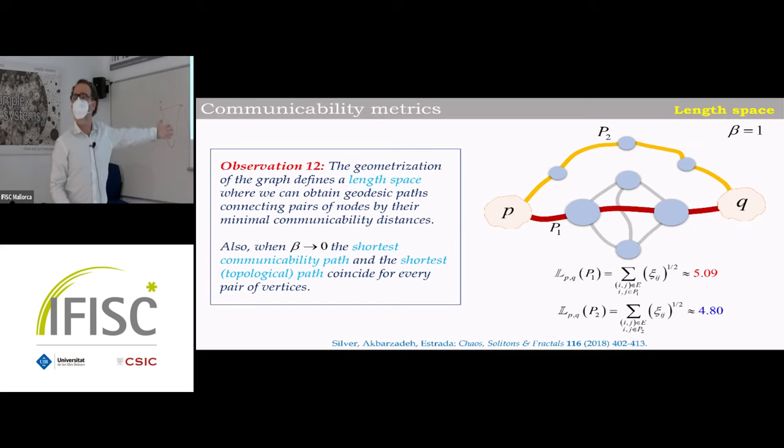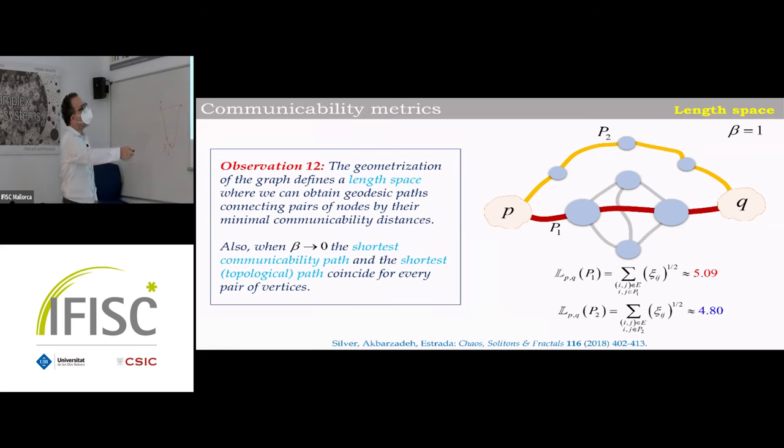So then we need to do a geometrization of the network, and this geometrization is carried out by simply taking every edge and assigning to it one particular interval, between zero and the corresponding communicability distance between this pair of nodes. If you extend this to all the edges, notice that this is a local property, because I am just assigning it to an edge, but it contains global properties of the graph. So then if I extend this, I have a length space, and now I can see the communicability shortest path between pairs of nodes.